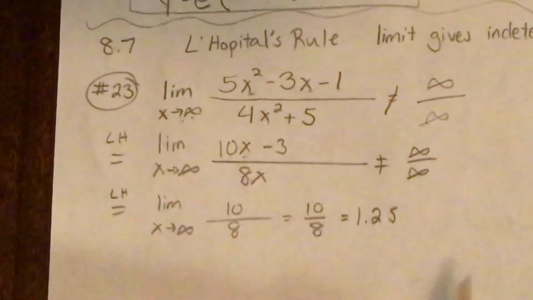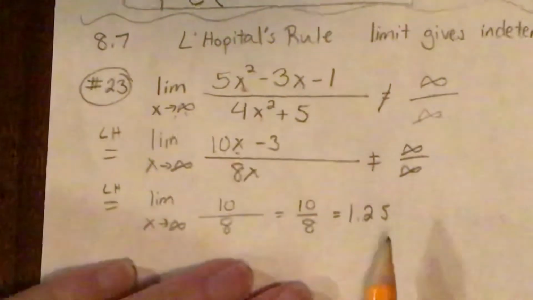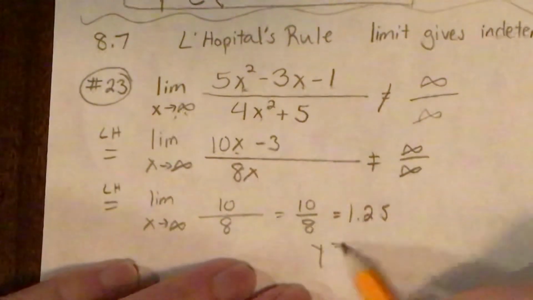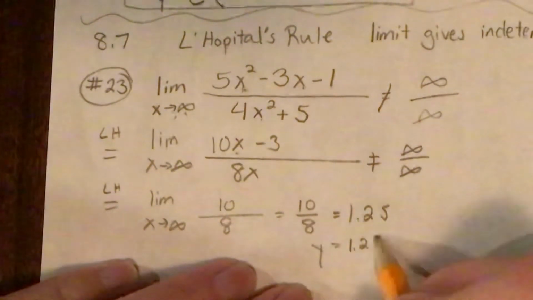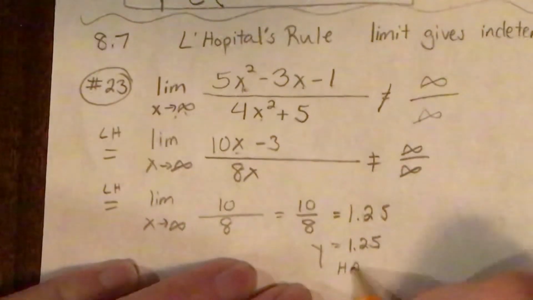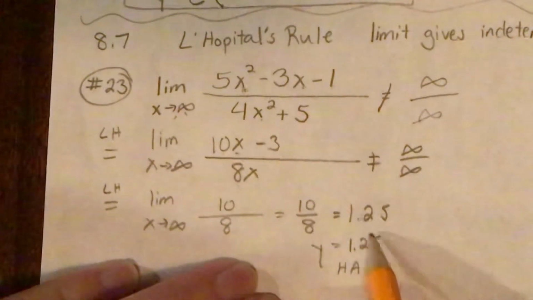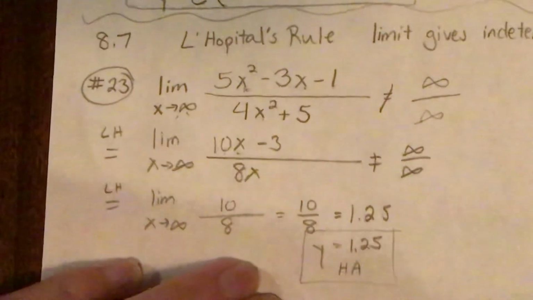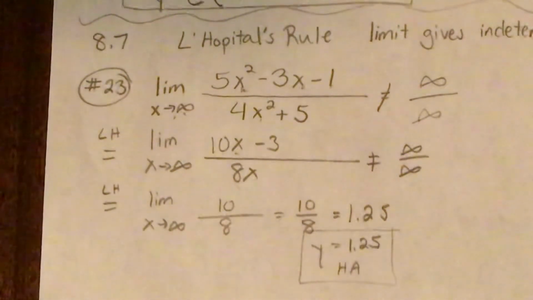This being an infinity is end behavior. That means that y equals 1.25 is a horizontal asymptote. That's neat. So the limit and the horizontal asymptote are the same thing. Woo, super exciting. I think that's the only one we really did in that section. So let's move on to 3.4, which was from January.